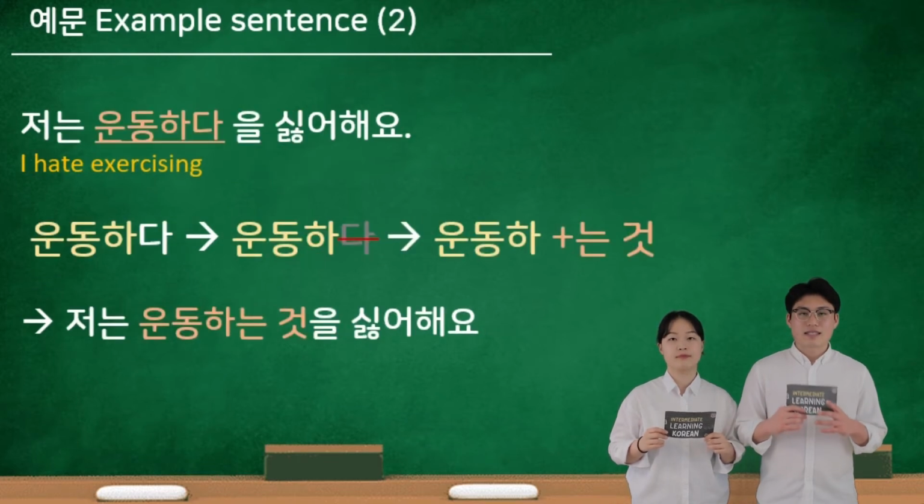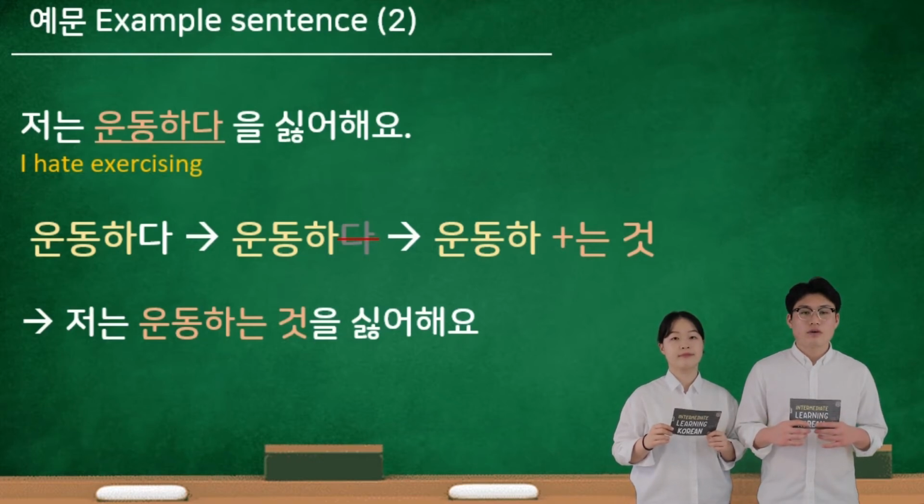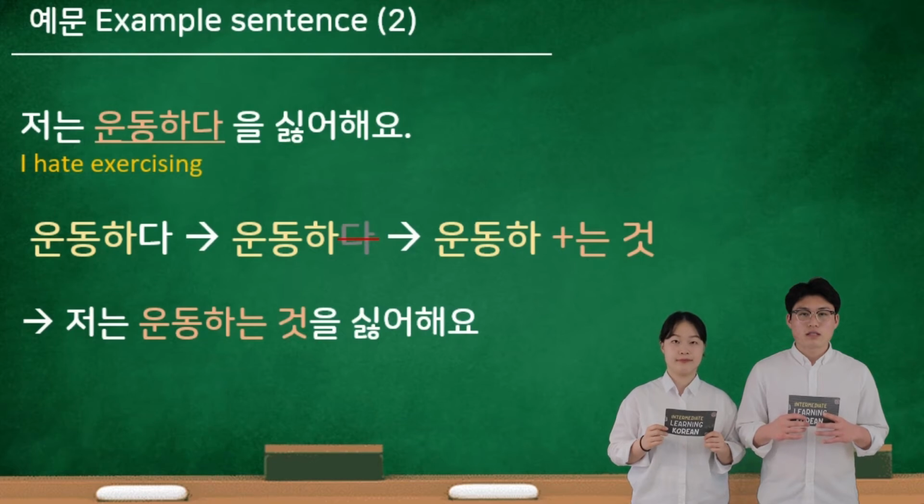Yeah, this is the second example sentence. 저는 운동하다를 싫어해요. When we remove 다 from the verb 운동하다, we can use 는 것. So it becomes 저는 운동하는 것을 싫어해요.